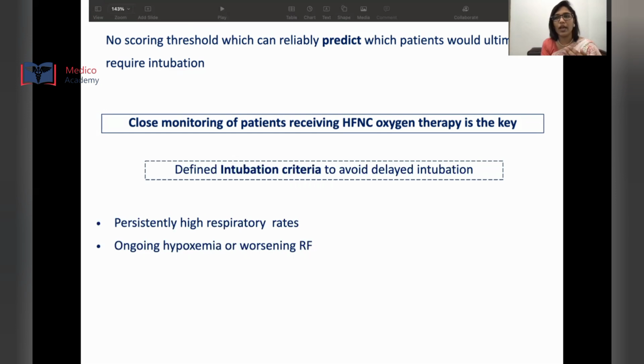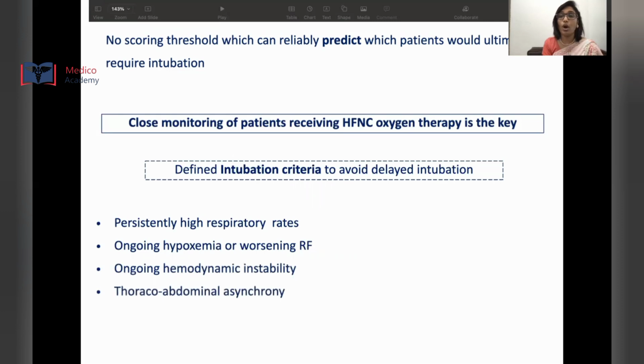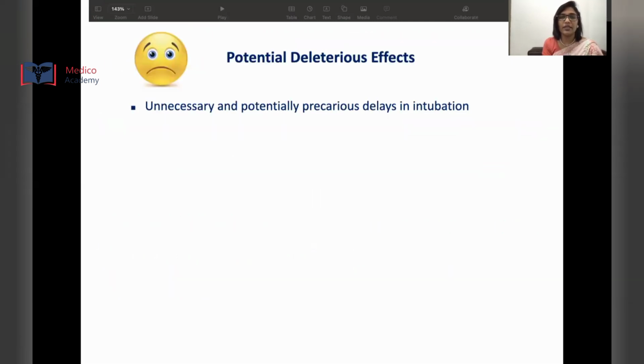So when you put a patient on high flow nasal oxygen therapy, it is not just the saturation that you have to look at. You also have to look at the respiratory rate, whether that is coming down. That will be a good sign, because it shows that you are providing enough flow to the patient and the patient's work of breathing is reducing. Other criteria for intubation would be ongoing hypoxemia or worsening respiratory failure, ongoing hemodynamic instability, thoraco-abdominal asynchrony, presence of non-pulmonary organ failure, and declining mental status.